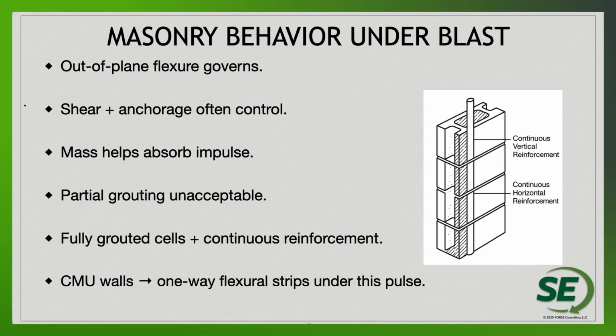And of course, for analysis purposes, CMU walls are assumed to act as a one-way vertical strip, unless you can really prove otherwise. This is a standard assumption here for UFC and ASCE guidelines because load redistribution is really limited. So the pulse is too short for membrane action to fully develop. So the panel behaves primarily in the direction of the shortest span.